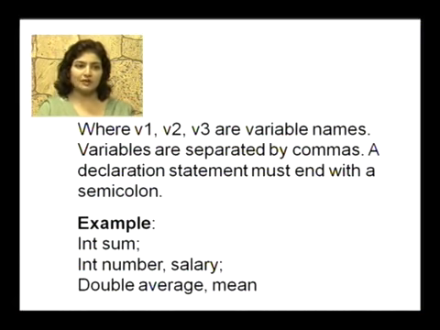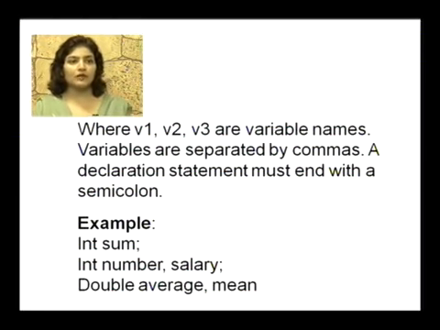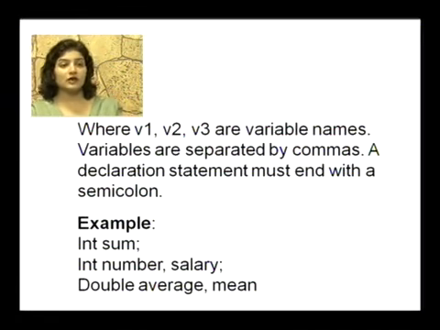Suppose that I want a variable sum which will have only whole numbers. I'll specify it as int sum. So this sum is an integer type of variable which can hold only whole numbers, no real numbers. Two other variables, number and salary, are again storing integers, or you can say whole numbers.